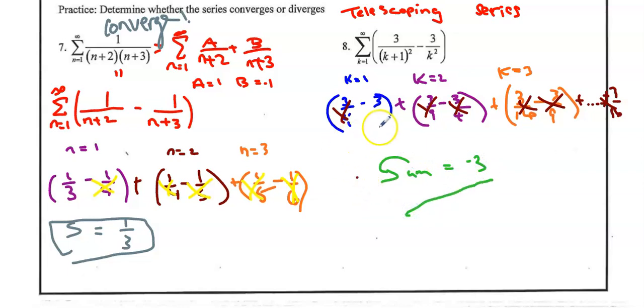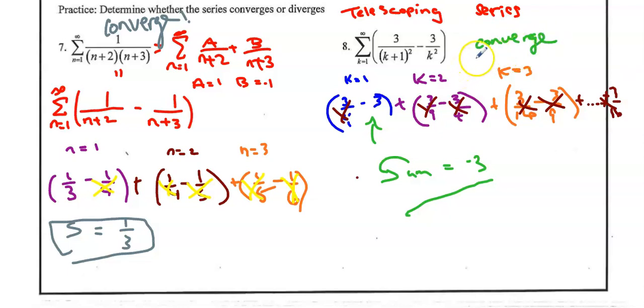I like this example because a lot of students think that for telescoping series the first term is always going to be part of the solution, and you can see that clearly the first term got eliminated, and now we're left with this -3. So just like the previous two examples, this is also a series that's going to converge.